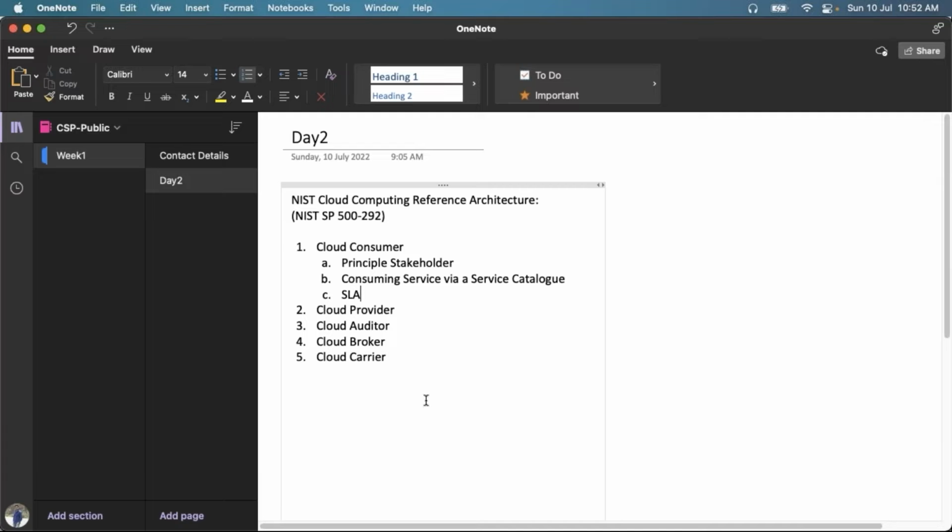Now the cloud provider. The cloud provider is the person, organization, or even entity that is responsible for making the service available to anyone who is interested in consuming it. Mostly the cloud consumer will be interested, right? That is the part we are discussing here, with your cloud provider.